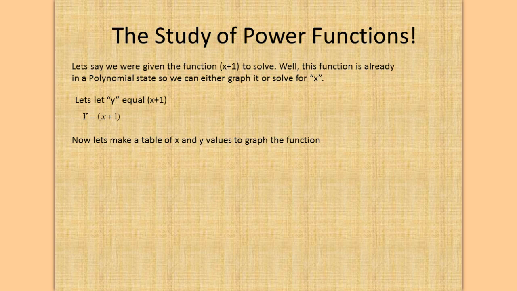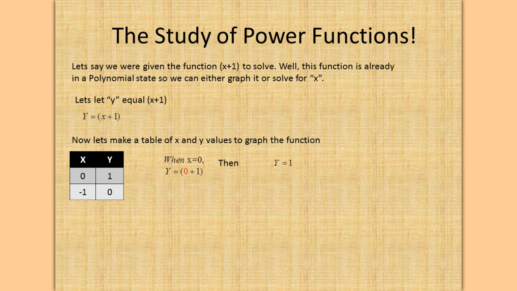So let's just say that y equals x plus 1. Okay, so y is equal to x plus 1. So now let's make a table of x and y values to graph this function. Okay, so we got x and y, and I have here when x equals 0, then y equals 1. Okay, and for the equation here, I say when x equals 0, you put 0 where x is, and then you say, well, only thing left is y equals 1.